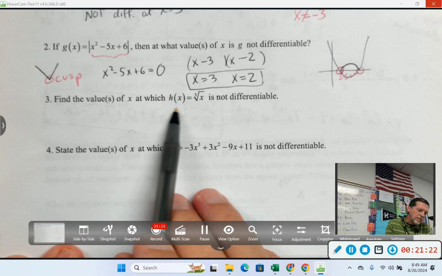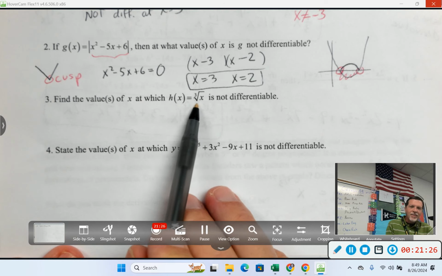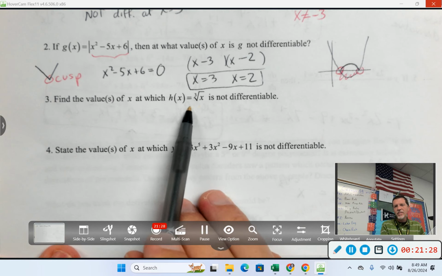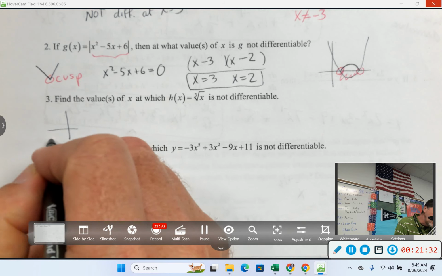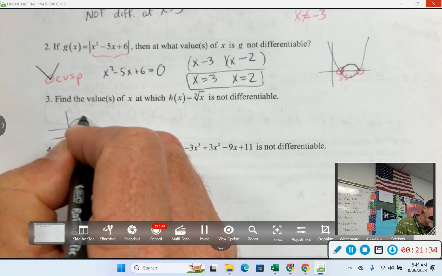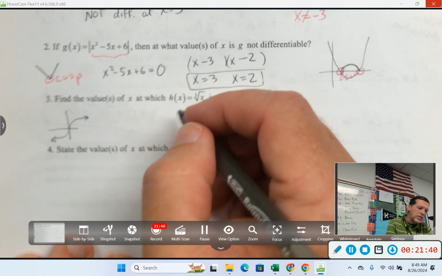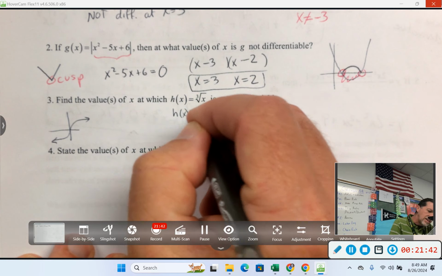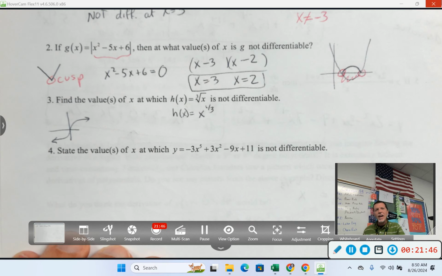Number 3, find the values at which that is not differentiable. But that looks fine, like that's continuous. There's nothing, especially if you think about the graph of a cube root. That looks nice and smooth. So let's take a derivative and see what happens. The others I didn't have to get to this step, but that graph looks okay.